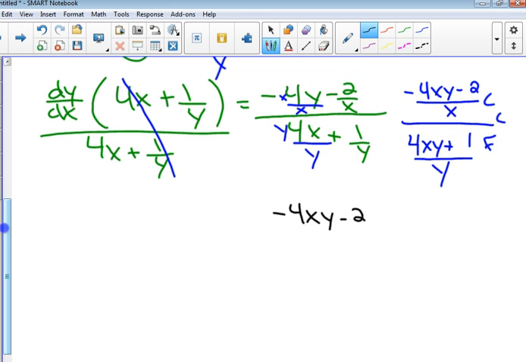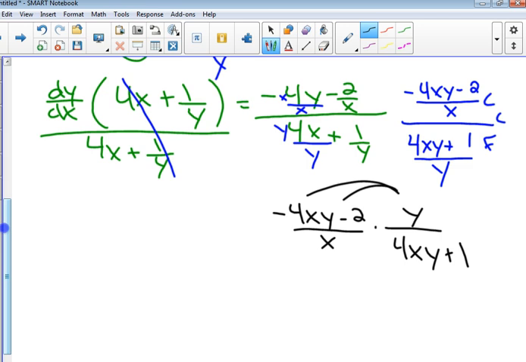I have an extra x in my top fraction. There are just a lot of spots to get tricked with this stuff. So then just take this and bring it through. Same thing on the bottom. 4xy squared.